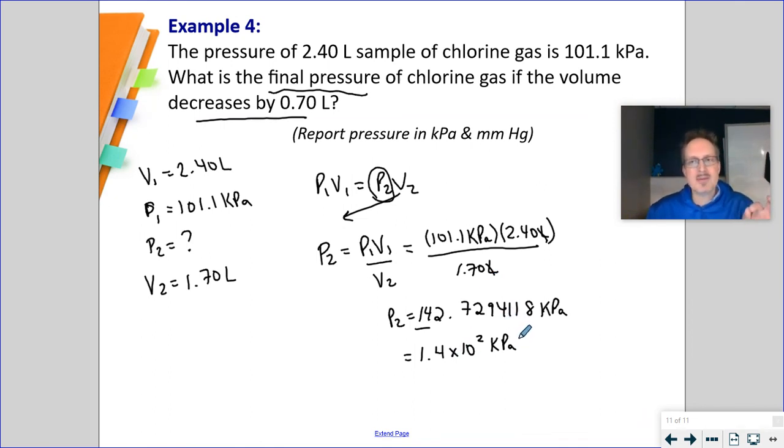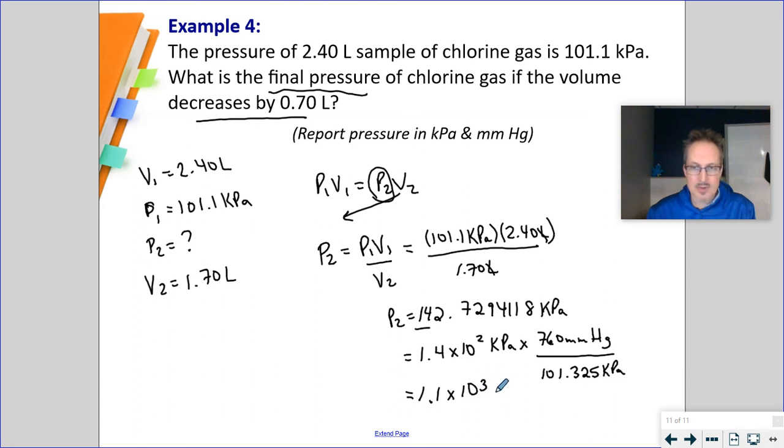So you were supposed to memorize the conversion. So the conversion is, there is 760 millimeters of mercury in every 101.325 kilopascals. So they will cancel. My answer is going to be, take the full calculator number, times by 760, enter, divide by 101.325, enter. And we're only allowed 2 sig digs, so this would be 1.1 times 10 to the 3 millimeters of mercury.